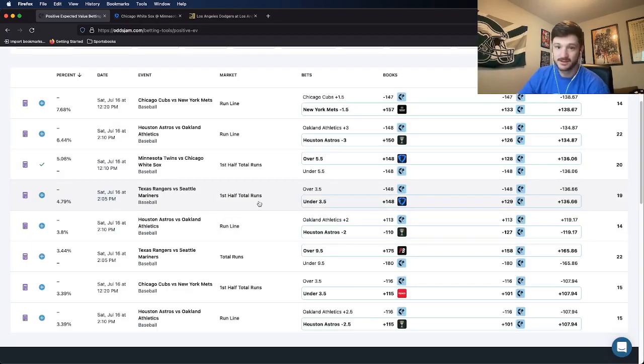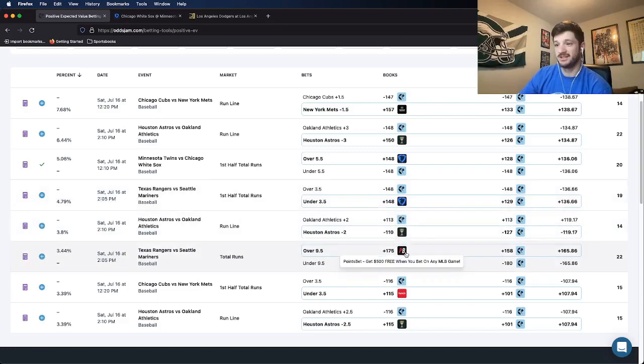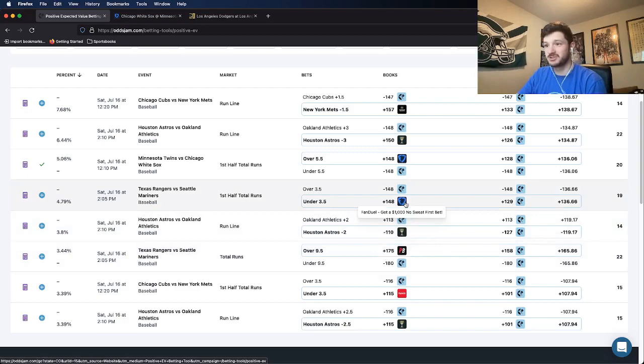So it looks like there's another first half total runs here, this time in the Rangers versus Mariners game. This is kind of interesting where the under 3.5 first half total is priced as positive expected value, as is the over 9.5. So I wonder if this is a game where they think the starting pitchers are going to be good, but the bullpen is where they're going to struggle. They're also both for plus money, so depending on your unit sizing, only one of these could hit and you would still be profitable.